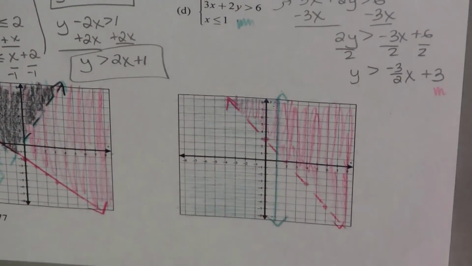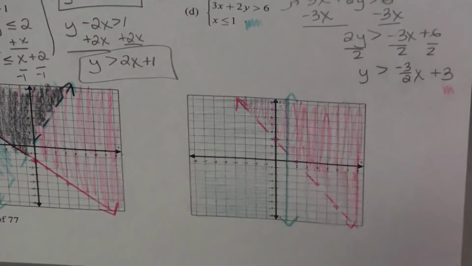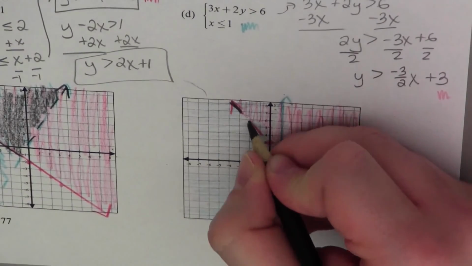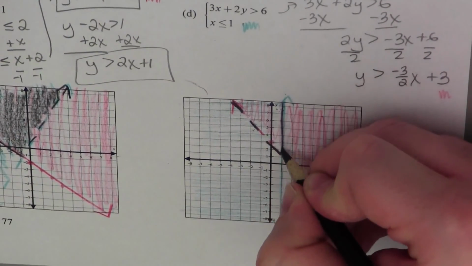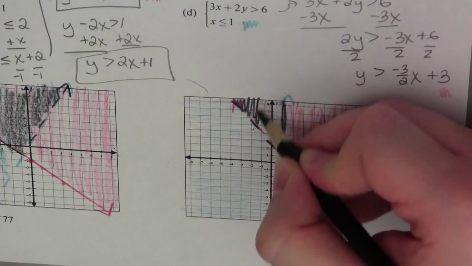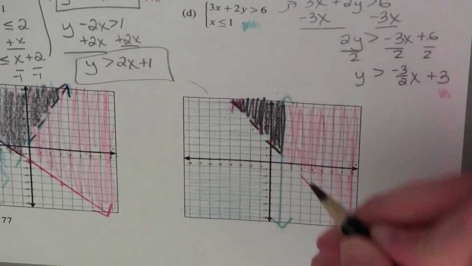And my final region looks like this top part over there. So outline it, dashed line over there, solid line on that boundary, shade it in, and we're good.